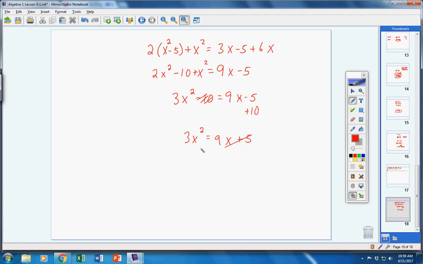Now divide everything by 3 and divide this by 3, you're left with x squared. Divide this by 3, you're left with 3x. If you divide this by 3, that reduces to 3. And divide 5 by 3, and you get this.